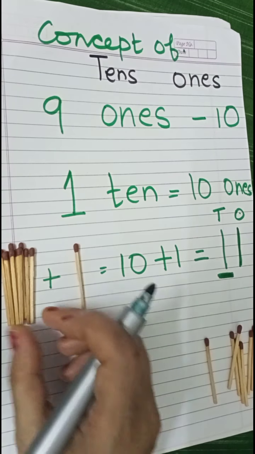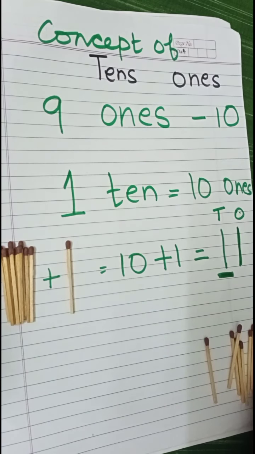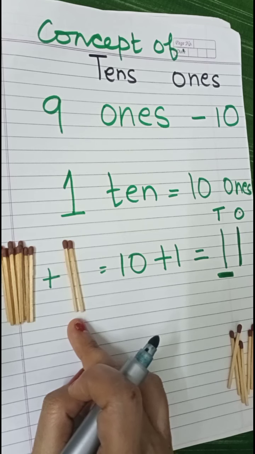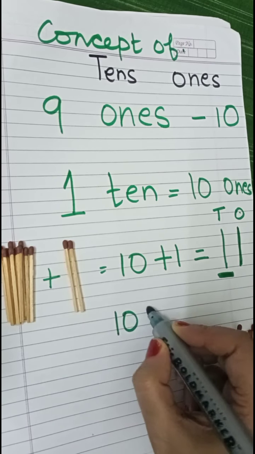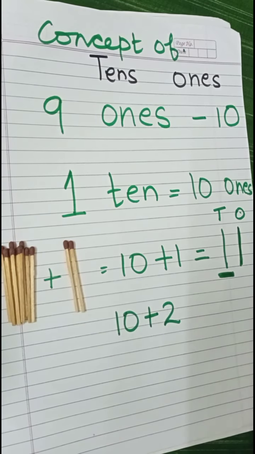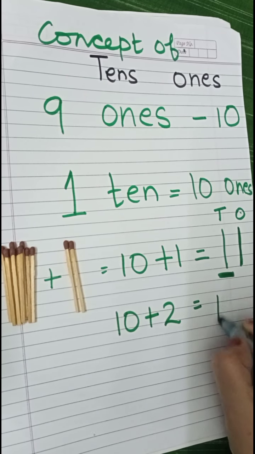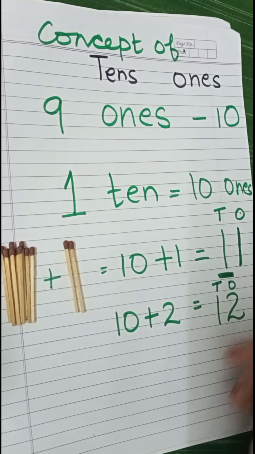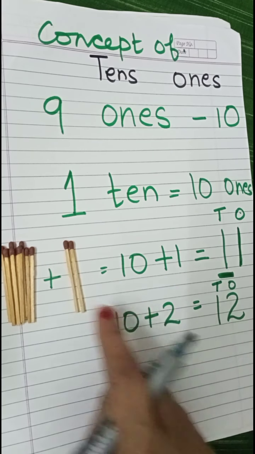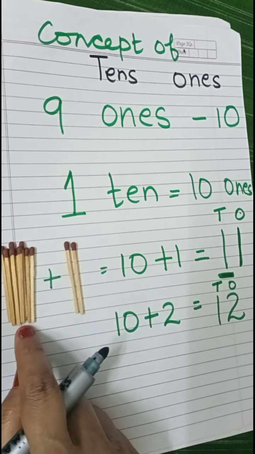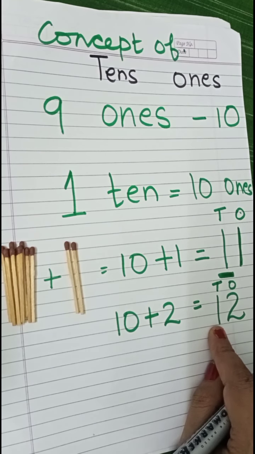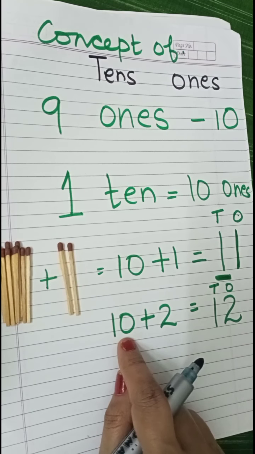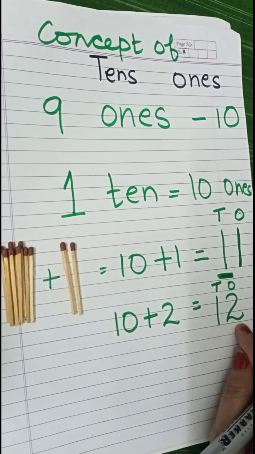Is this clear? Okay, now I am adding 2 more matchsticks. So with 10, I have added 2. So 10 plus 2 is equal to 12. What is in this 12? If I add ones and tens, this 2 means 2 ones are here, and this 1 means 10 is here. So 10 plus 2 is equal to 12.